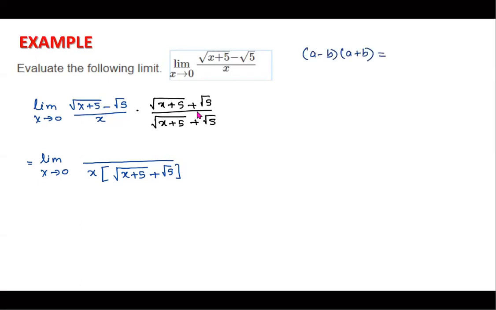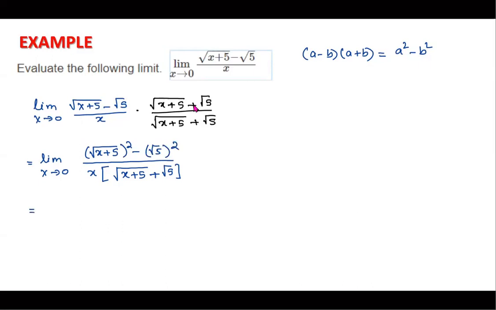So if you remember from factoring, from your pre-calculus, (a minus b) times (a plus b) is a squared minus b squared. So basically, when you multiply this quantity with this one, it will be in that form, a squared minus b squared. So a squared means the square of the first quantity, which is the square root of x plus 5, squared. And then minus b squared means the square root of 5 squared, the second quantity is squared.